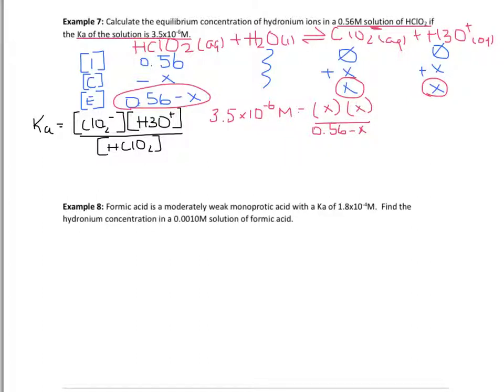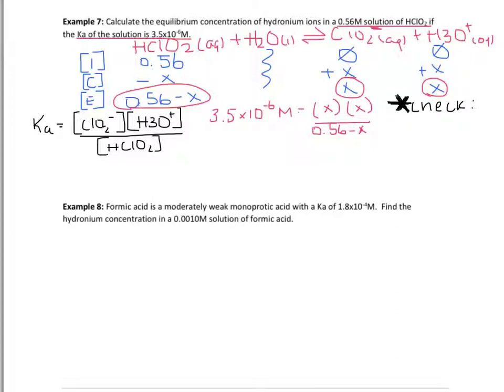And at this point, you'll notice that we have an X in the denominator, and we must do our assumption check at this point to see if that X in the denominator is negligible. And if you go back through the examples that you've done throughout this booklet, you will notice that many times when we go to find the equilibrium concentration of the reactant, X is so small that the initial concentration did not change at all anyway.